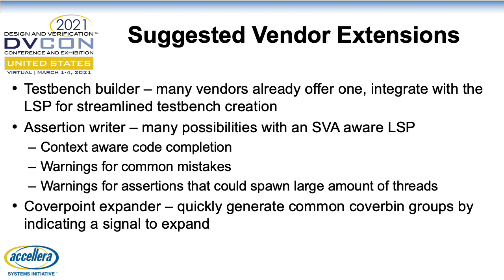The next possible vendor extension is a cover point expander. There's a few things you could do here. You could have a quick macro type of cover bin group expander where you could give it a signal to expand, and it could give you common cover bins for the particular signal size. I'm sure there's many things we could think of beyond that. That was just a quick idea we had.